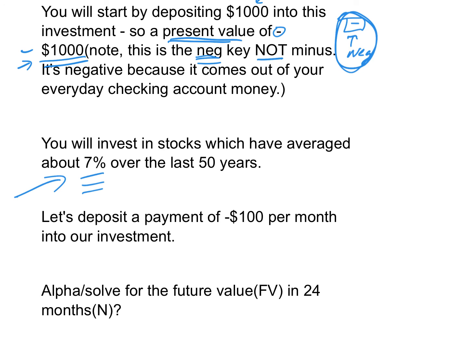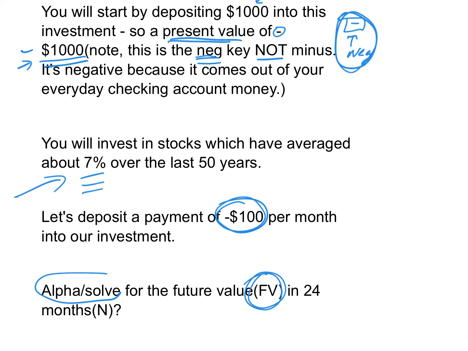All right, next, we're going to deposit a payment of negative 100, as in it's coming out of our checking account every month. And so negative 100 is going to go into this investment. It's our money, but it's a separate account just for saving up this money. That's why it's a minus, because it's coming out of your daily or monthly income that you've earned. All right, so now we want to know what's the future value.